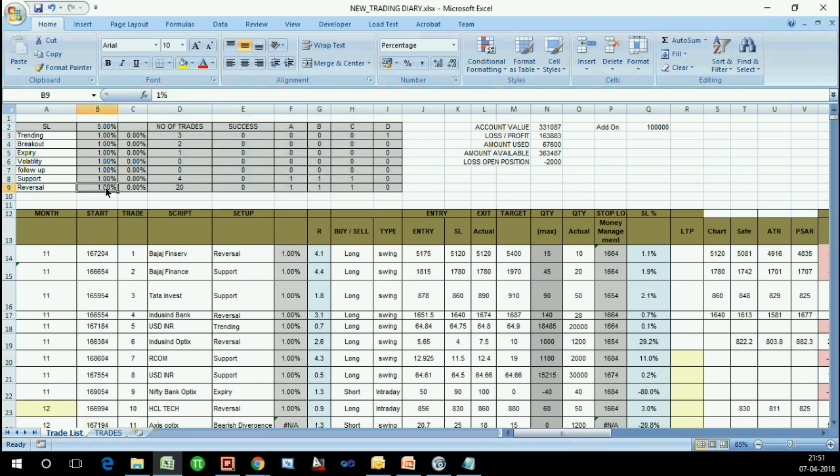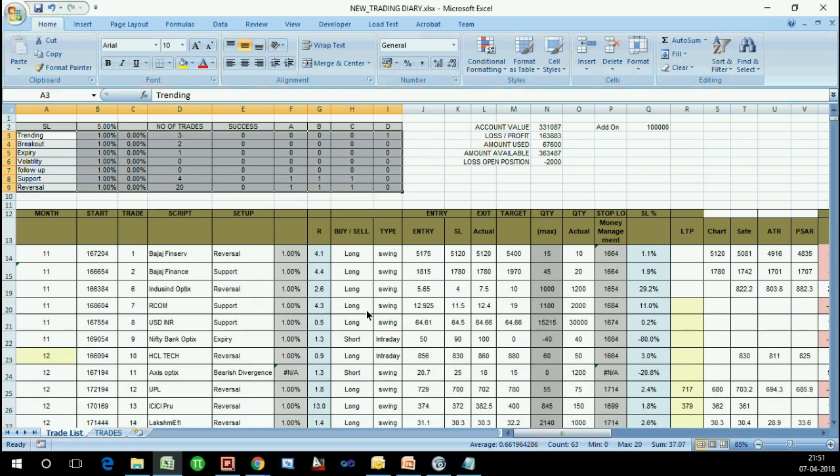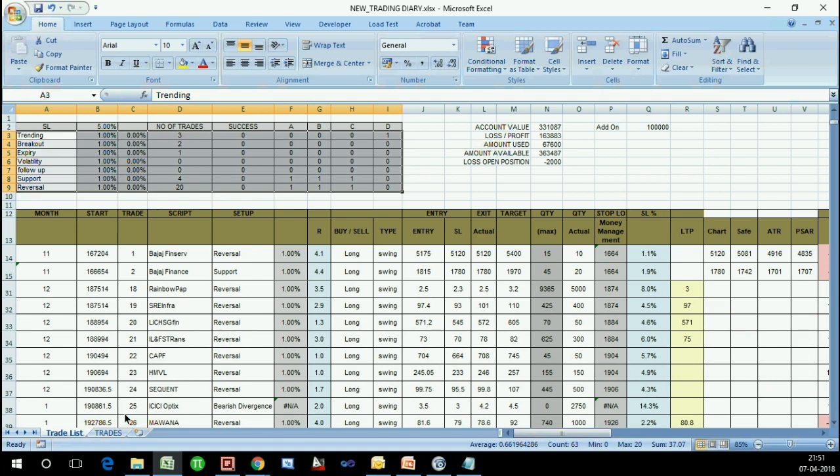So from 1% risk, you make it 2%, 3%. You increase yourself because you have more confidence in that particular type of trade. But till that time, if you don't have confidence, risk less on that trade. So this is what this sheet is. Go through it once. I think it will add a lot of value to your trading.